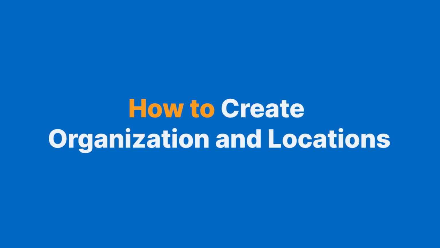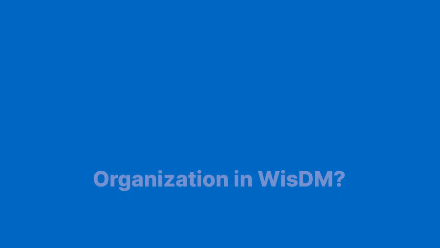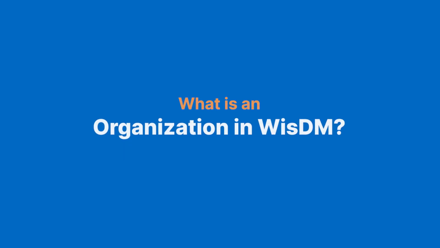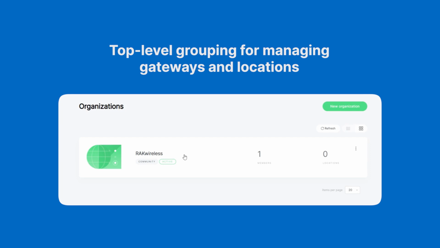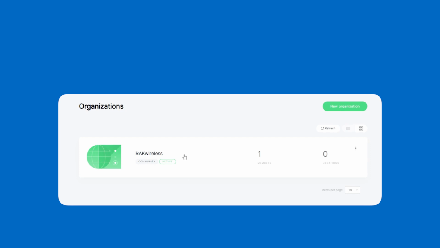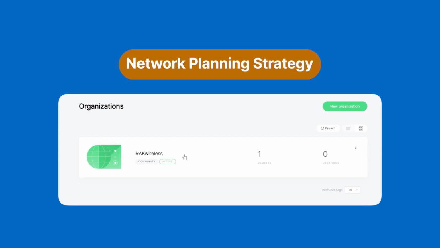How to create organization and locations. What is an organization in WisDM? An organization in WisDM is your top level grouping for managing gateways and locations. It's based on your network planning strategy. Think of it as the foundation for managing all your devices.